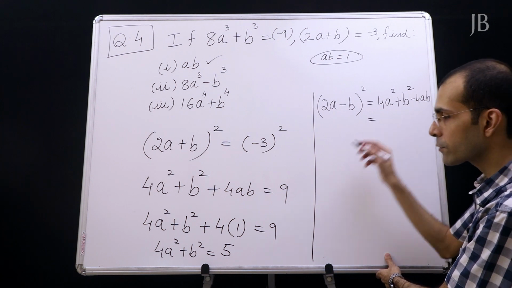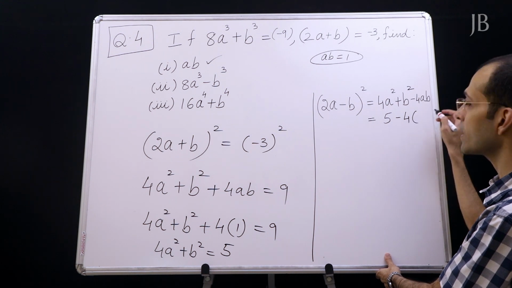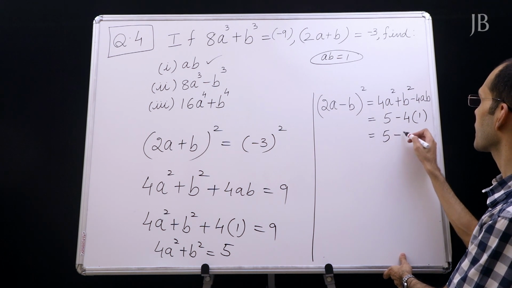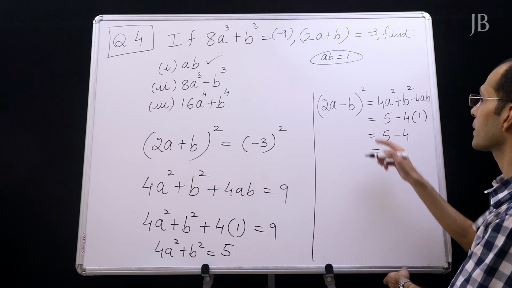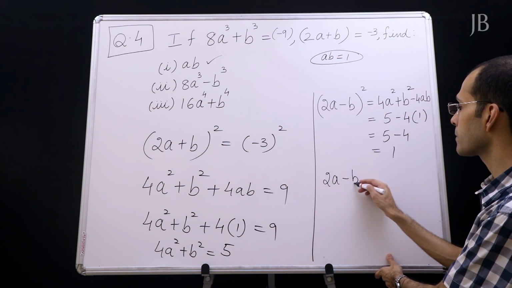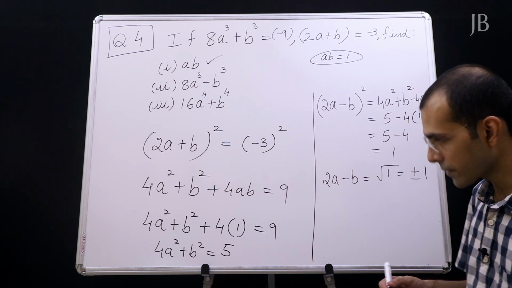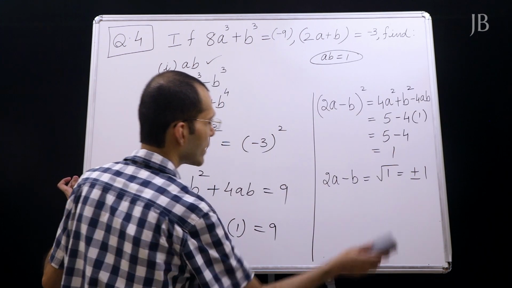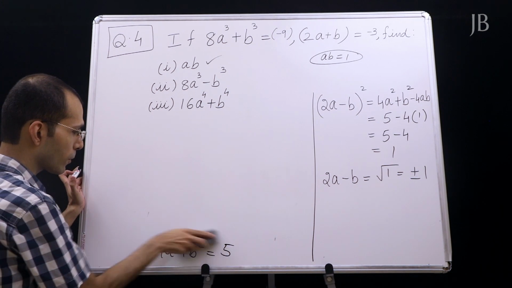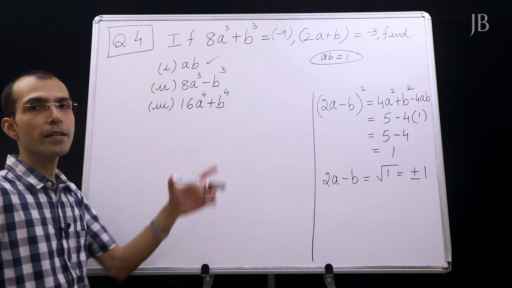Now 4a square plus b square is how much? 5. Minus 4 into ab. ab was how much, you recollect? 1. So that is 5 minus 4, that is 1. But this is 2a minus b the whole square. So 2a minus b will be square root of 1, which is plus or minus 1. Having found out that, now it is possible to find the value of 8a cube minus b cube.